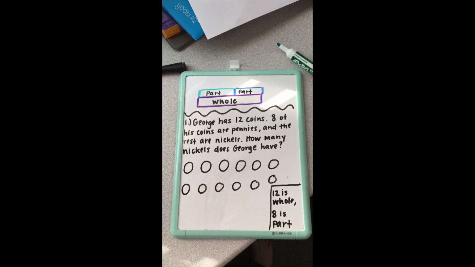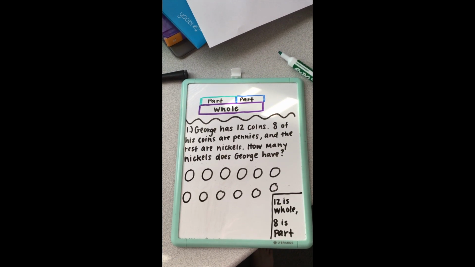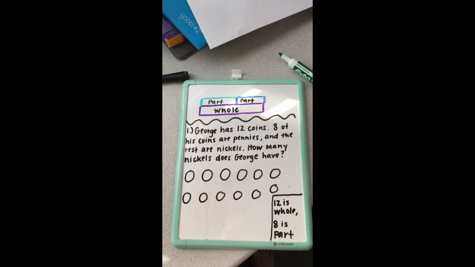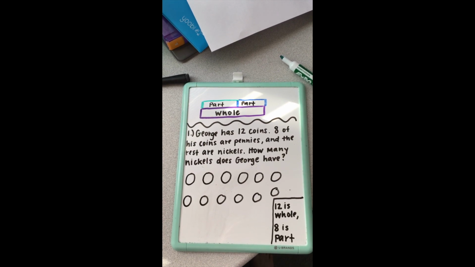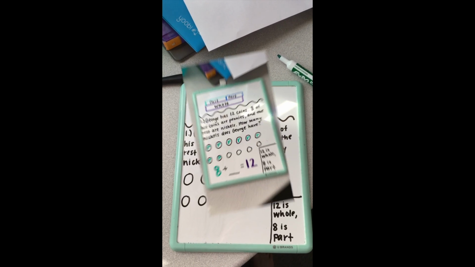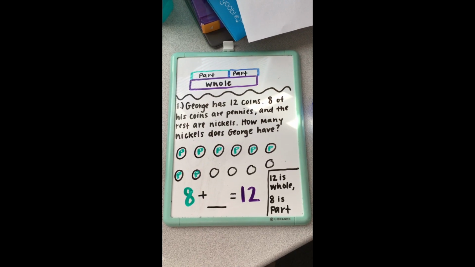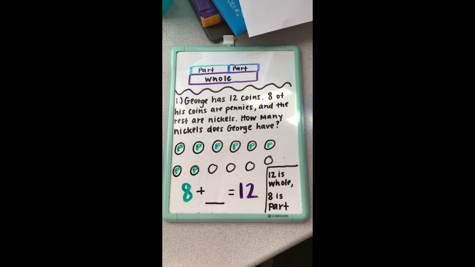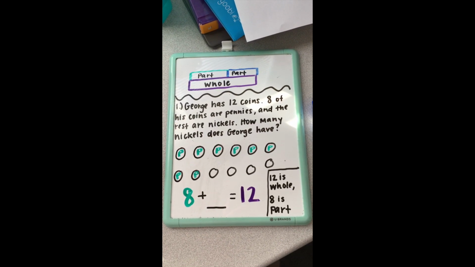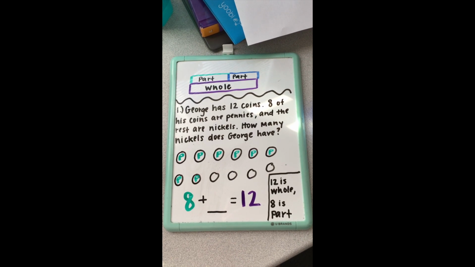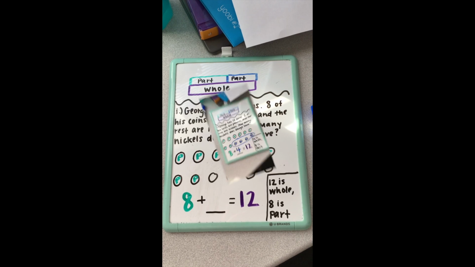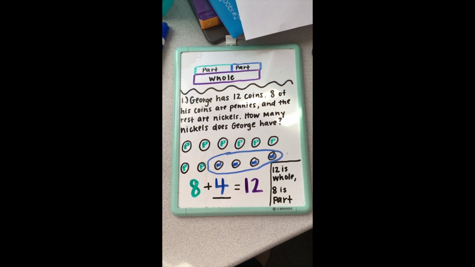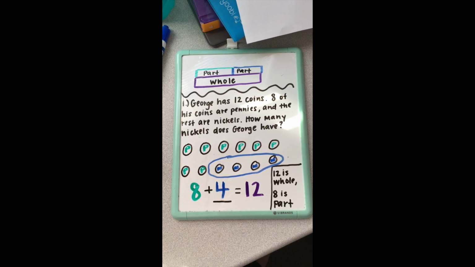After identifying the whole and the part of the problem, students can visually draw out 12 coins to represent the whole. Then they can label 8 of the coins with the letter P to denote that they are pennies. After labeling 8 of the coins as pennies, we see that there are 4 coins left. Students can see this by grouping or counting and can then conclude that the missing part of this problem is 4. After figuring out that 4 is the missing addend, students will write it on the line.